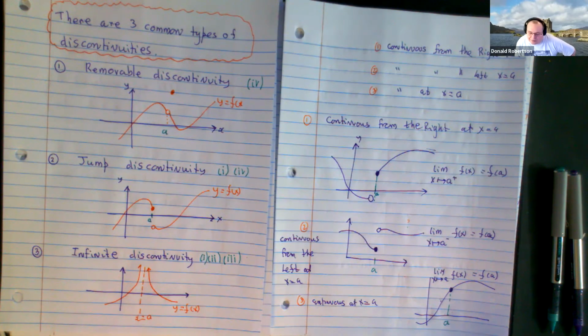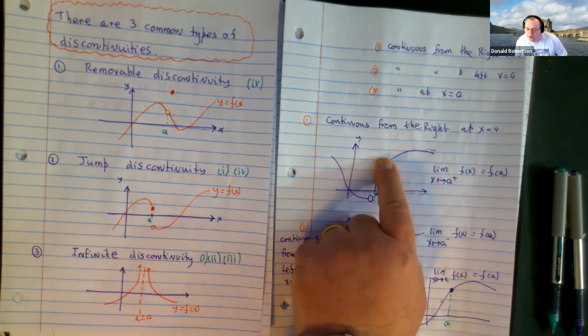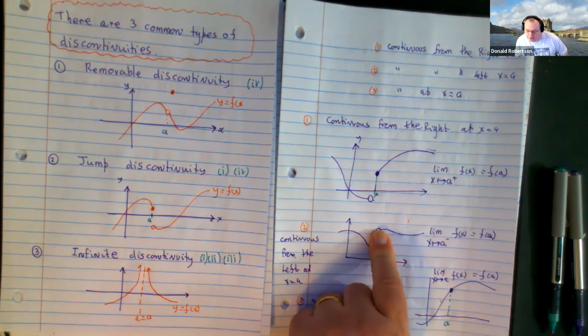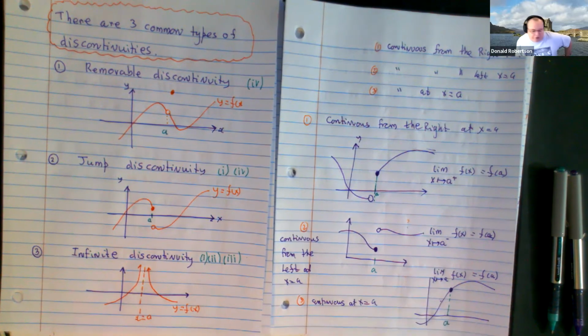We don't have a phrase like left discontinuous or discontinuous at the left, and we don't have a phrase discontinuous at the right. It's not useful. So these are continuous on the right, continuous on the left, and overall continuous. So I hope those people who like to take notes have had a chance to take the notes that we've got there.